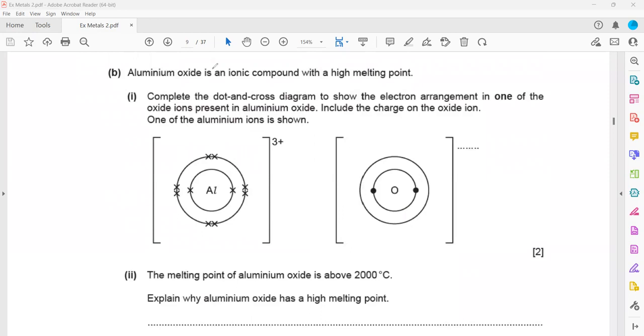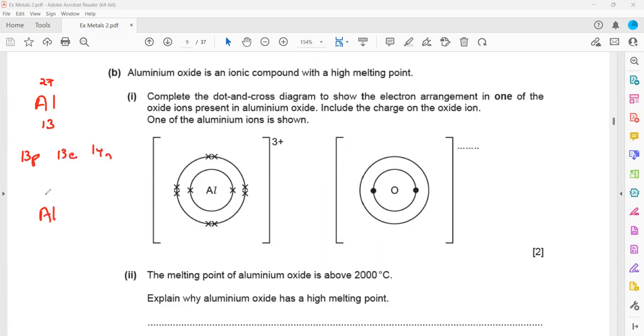So we have to complete the dot and cross diagram for one aluminum and one oxygen. Aluminum, when you check the periodic table, is 13 and 27. So how will the electrons be arranged in an aluminum atom? It will have 13 protons, 13 electrons, and 14 neutrons.